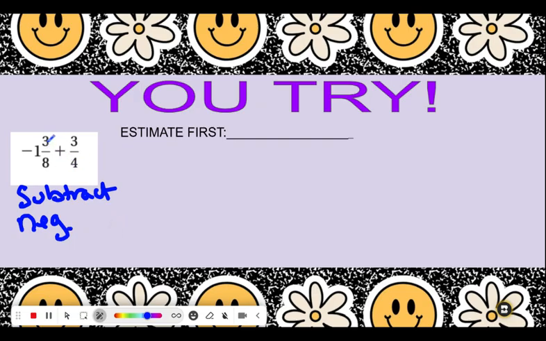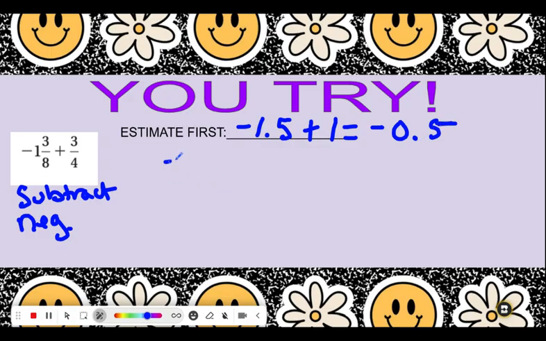So now let's estimate. 3/8, well, 4/8 would be half. So we could say that's negative 1.5 plus 3/4, which is close to another whole because 4/4 would be a whole. So we're going to just say that's one whole. So negative 1.5 plus 1 is about negative 1/2.